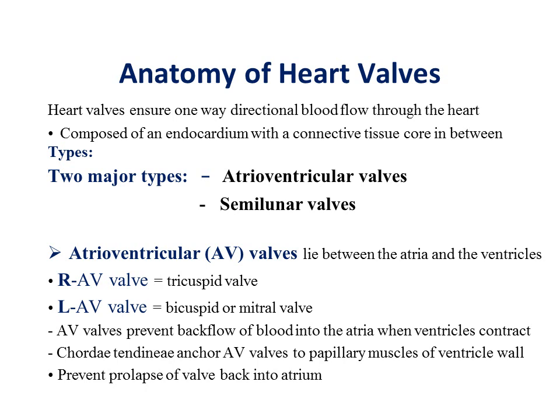Atrioventricular valves lie between the atria and the ventricles. AV valves prevent backflow of blood into the atria when ventricles contract. Chordae tendineae, which we'll see in the anatomical illustrations in the next slides, anchor the AV valves to the papillary muscles, which are projections from the inside of the musculature of the ventricular walls. Their main function is to prevent the prolapse of the valve into the atria.